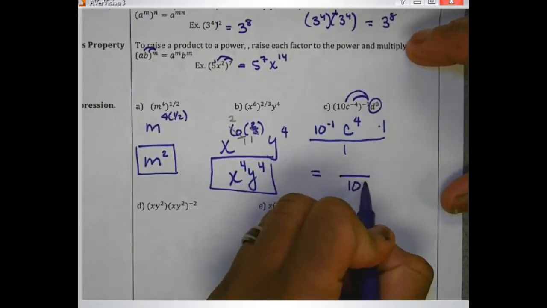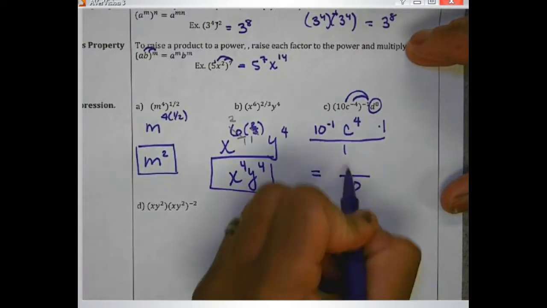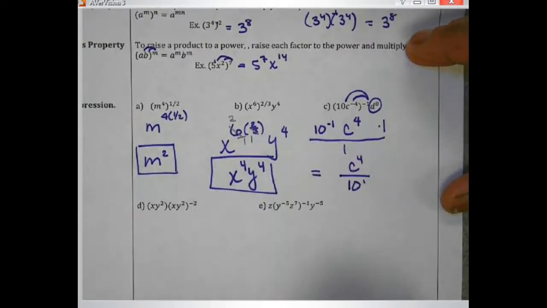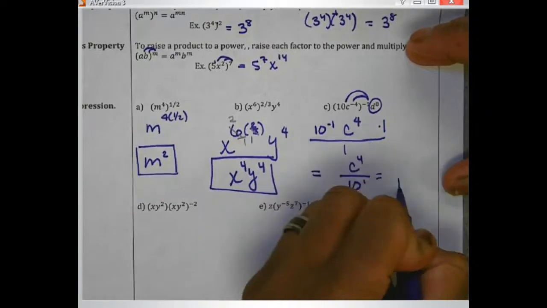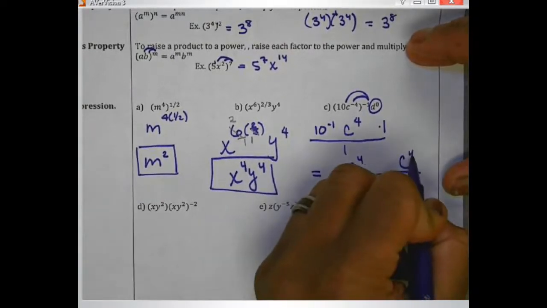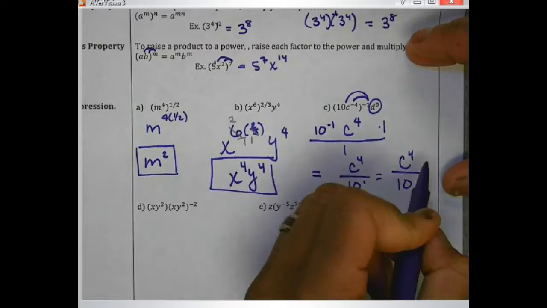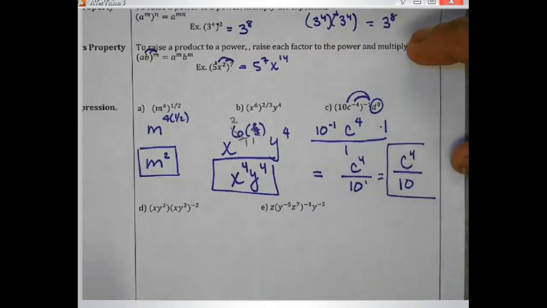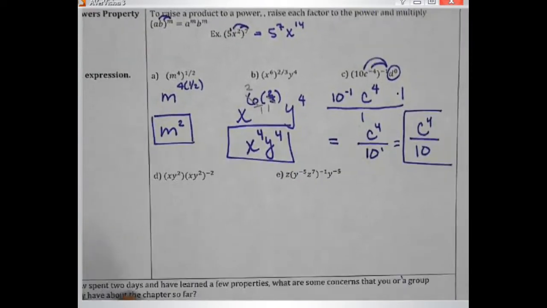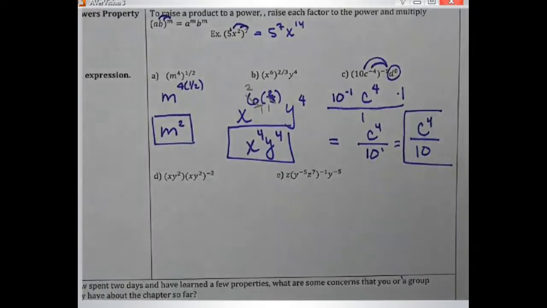I'm not going to put the 1 on the bottom and make it 10 to the 1st, because, well, here. Now, what's 10 to the 1st? 10. You could avoid that altogether, and then the c to the 4th stays up top. That is a beautiful answer, if I don't say so myself. All right, look at us moving right along.